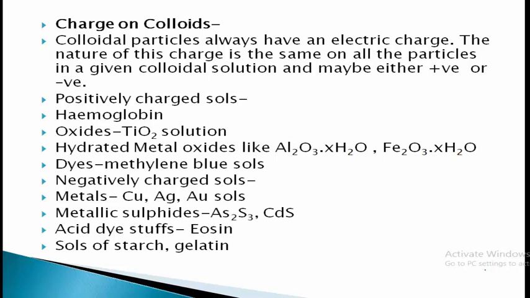is a negatively charged sol. Examples of positively charged sols are hemoglobin, oxides like titanium dioxide sol, and hydrated metal oxides like aluminum oxide and ferric oxide. For negatively charged sols, metal sols like copper, silver, and gold, metallic sulfides, acid dyes, and sols of starch and gelatin are examples. So these are some properties of a colloidal solution.